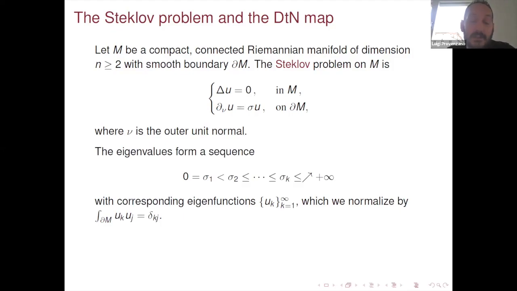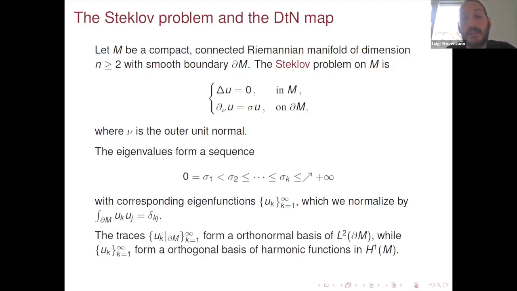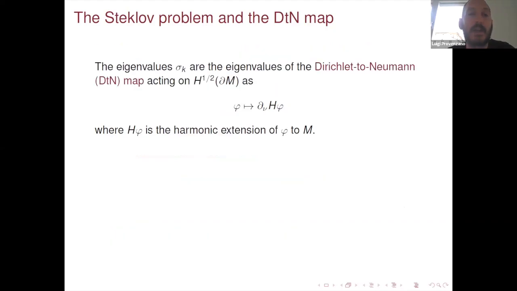And as is well known, we have an increasing sequence of non-negative eigenvalues of finite multiplicity diverging to plus infinity. As concerning eigenfunctions, we can choose them to form an orthonormal basis of L2 of the boundary, of course. This is the standard choice. And if you choose the eigenfunctions in such a way, the eigenfunctions in the interior form an orthogonal basis of the harmonic functions in H1. So this is a fact. And this is the Steklov problem and the Steklov eigenvalues.